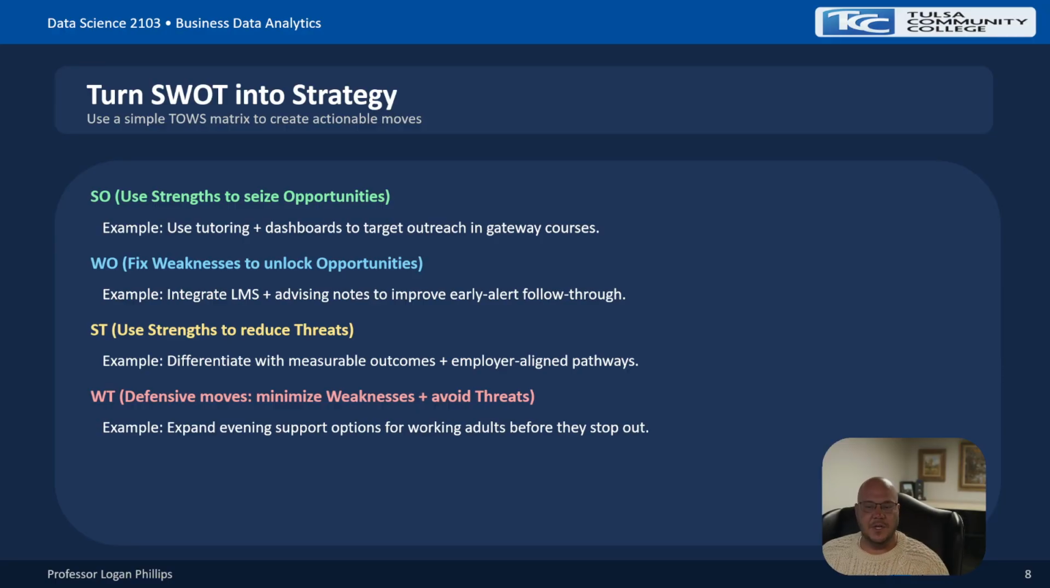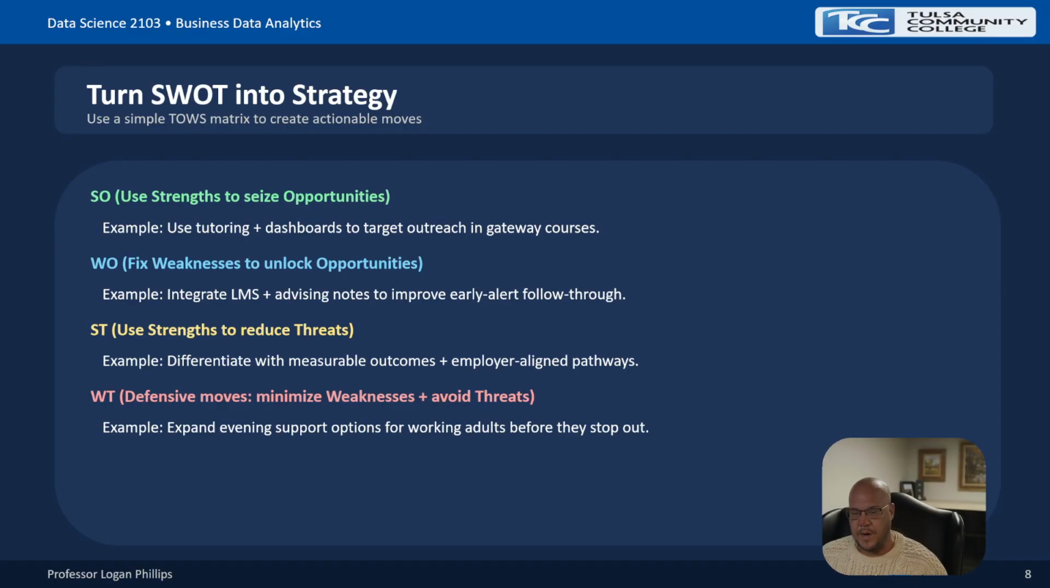Then we have ST: use strengths to reduce threats. Strengths, threats. Example, we differentiate with measurable outcomes and employer-aligned pathways. That's defense using capability. You can use what you're good at to protect yourself from pressure. Then we have WT, defensive moves, minimizing weaknesses and avoiding threats. Example, expanding evening support options for working adults before they stop out. That's damage control. Not exciting, but sometimes it's the smartest move.